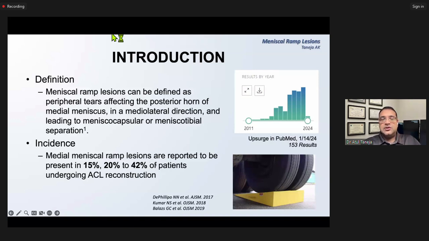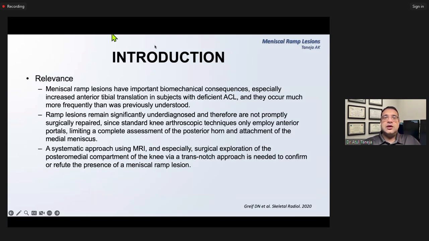What's the incidence of meniscal ramp lesions? Meniscal ramp lesions are thought to happen in 15 to 42% of patients that undergo ACL reconstruction. So they can be very significant. They have very important biomechanical consequences; especially, they will lead to increased anterior tibial translation in patients that already have ACL deficiency. And they will increase the instability in these patients, and they are much more frequent than previously thought.